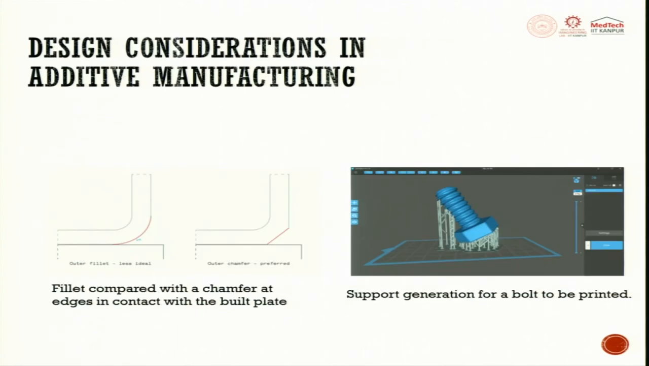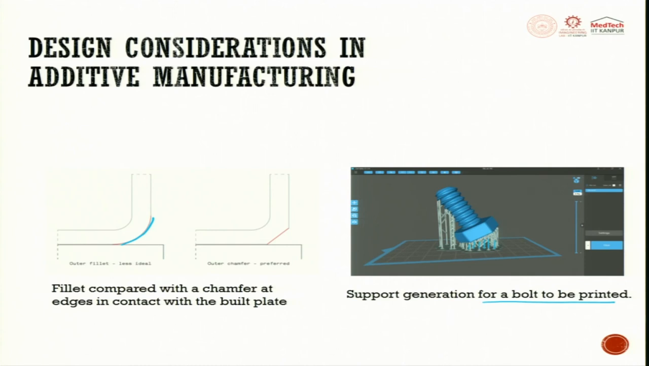So, this is a typical fillet which is given. Here is a fillet compared with a chamfer at the edge in contact with the build plate. This is a build plate fillet. So, here is the support generation for your bolt to be printed. These are all supports, because if you print the bolt like this, then the bottom surface you will never get. So, you do it at an angle. These support structures will be dissolved and then you get a bolt.